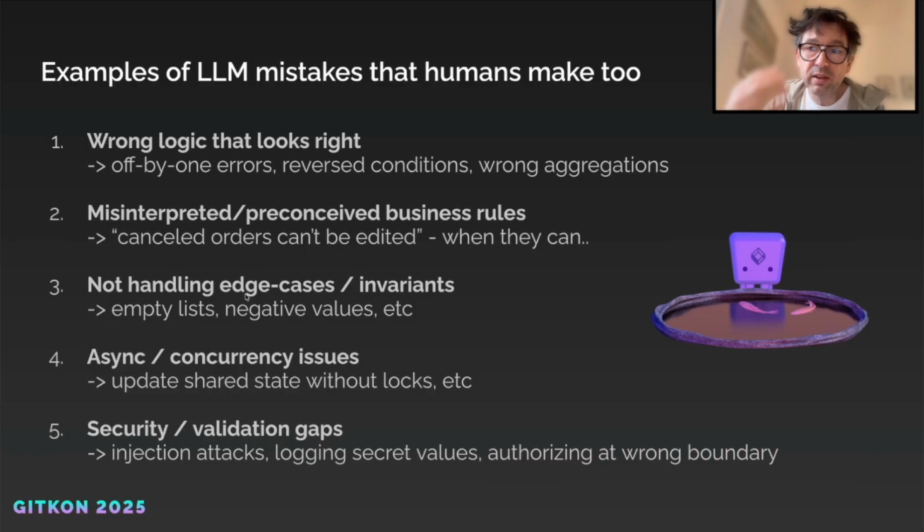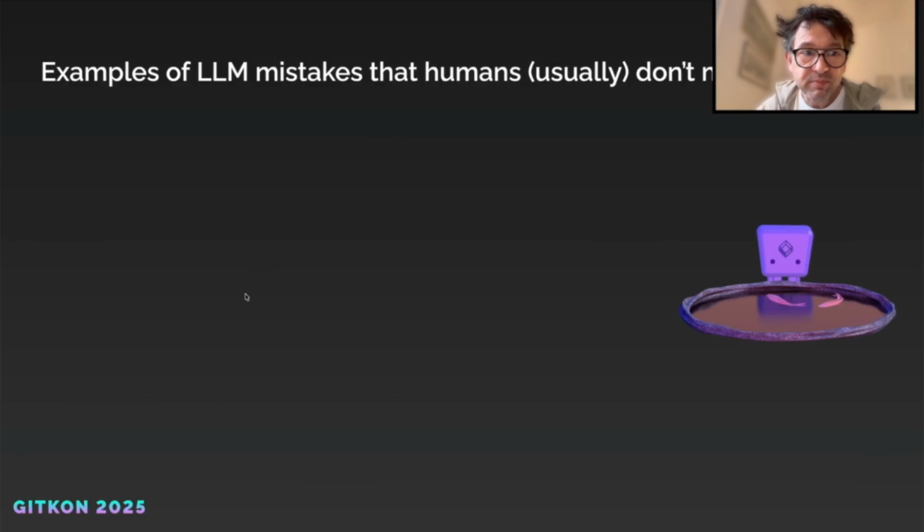Finally, security, a very common topic. Since AI is trained on code that may not always be secure, it might also be generating code that isn't always secure. And this could be code prone to injection attacks, logging secrets to standard output, or not doing authorization the correct way.